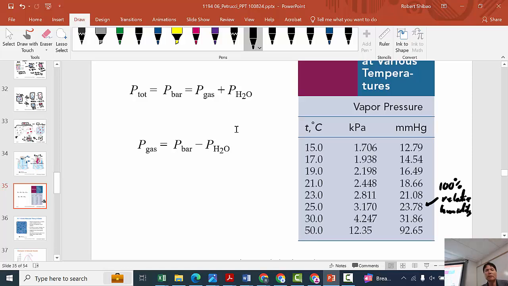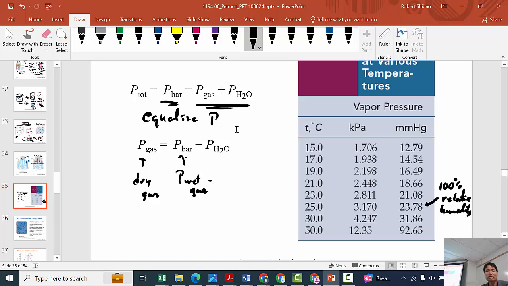So what we're going to do is we're going to get the barometric pressure. So we equalize the pressures. And then we measure the pressure of the dry gas, which is equal to the pressure of the wet gas, which is the same as the barometric pressure because we equalize the pressures, minus the pressure of the water vapor.